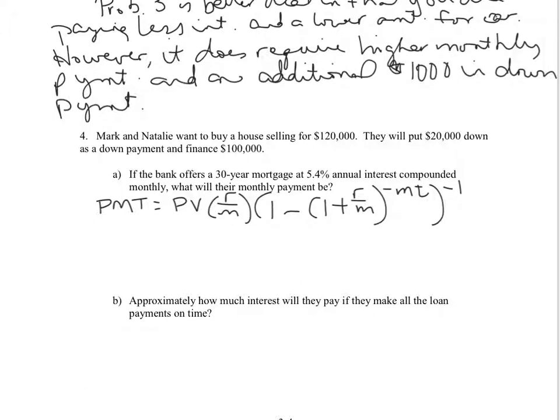Now, as we get ready to calculate this, here's what we'll put in. The present value is the amount that they are actually financing, which is $100,000.